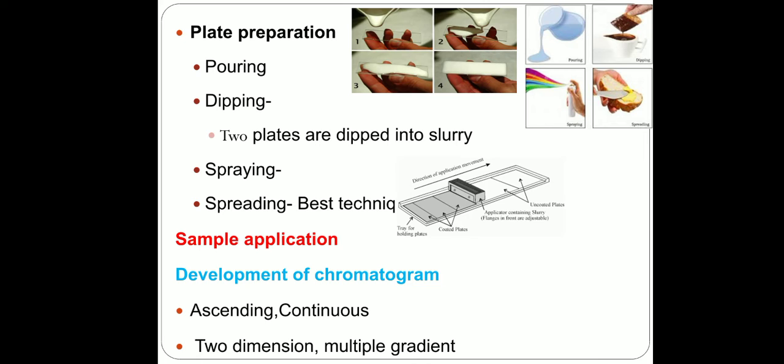Then development of the chromatogram. In case of TLC, this is not flexible like our paper chromatography. In paper chromatography, paper is flexible in nature. So ascending, descending, two-dimensional, circular, these all movements are possible. But in case of TLC, the plates are glass plates, so this technique is not possible. They are not flexible in nature.